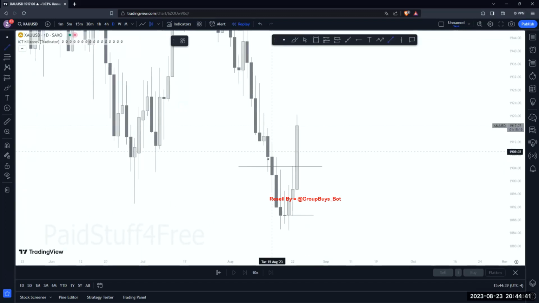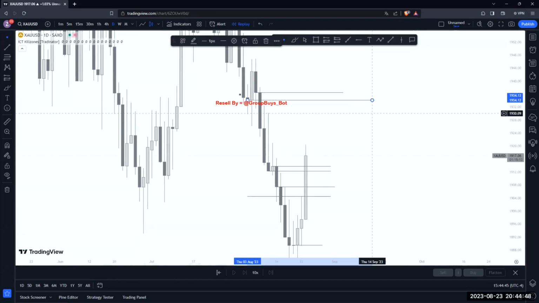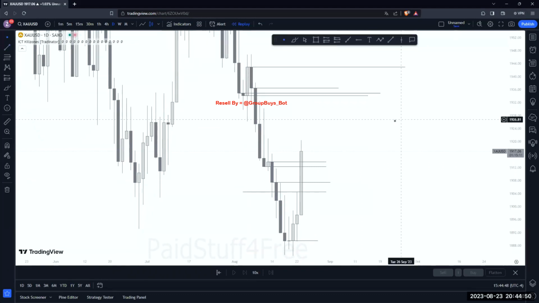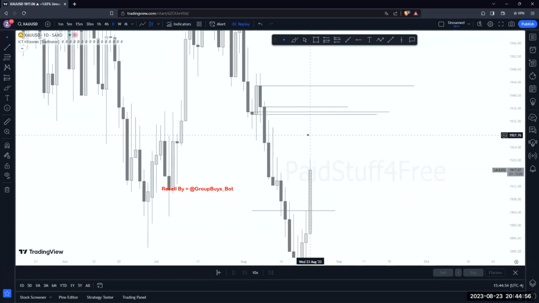Okay, so we're going to look for fresh levels. 1, 2, 3, 4. All of these are fresh levels. But did we reject any one of these? None. So we're going to keep going higher. Where is the next target? The one up there, you mark. Yes, this one. This is the next target.